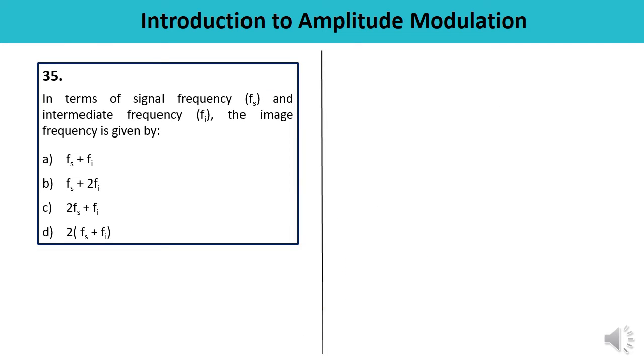Next question. In terms of signal frequency, the signal frequency is denoted by Fs and intermediate frequency is denoted by Fi. The image frequency is given by which particular relationship? See, image frequency is defined as the signal frequency added to twice the value of intermediate frequency. It means signal frequency plus twice the intermediate frequency. The correct option is B.